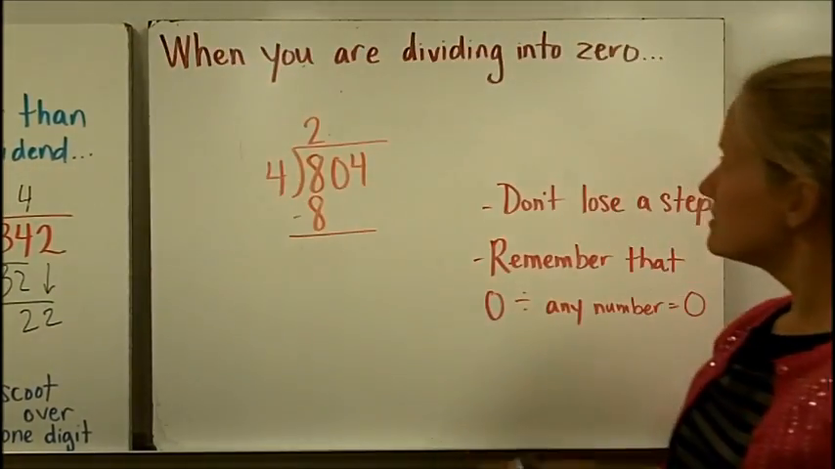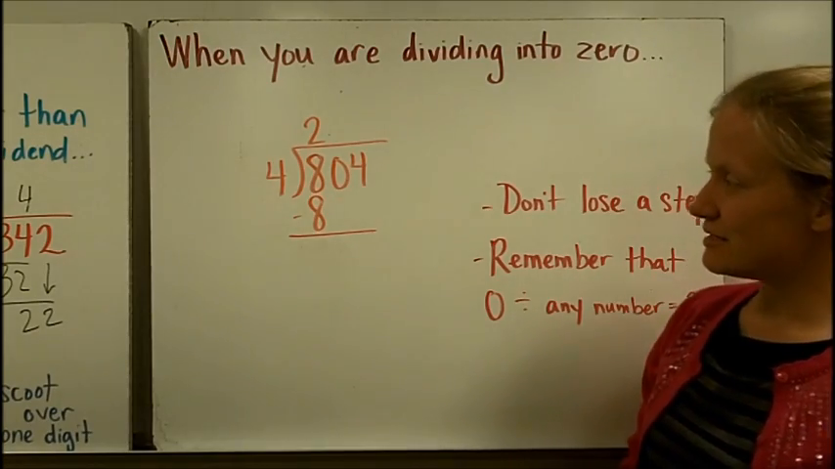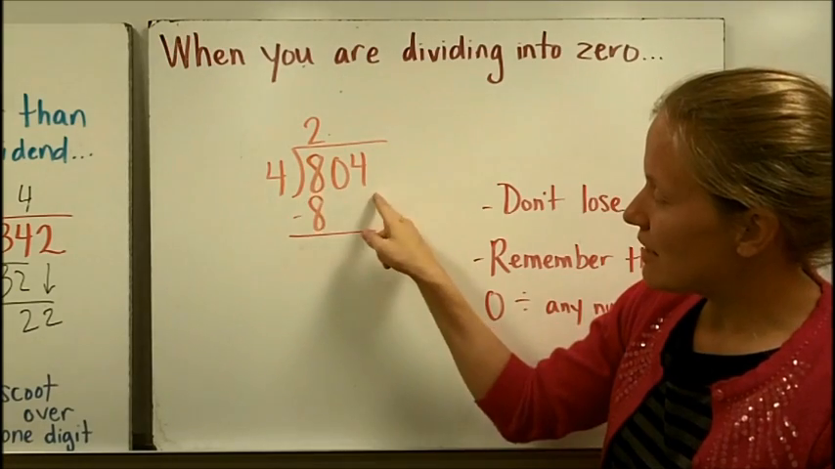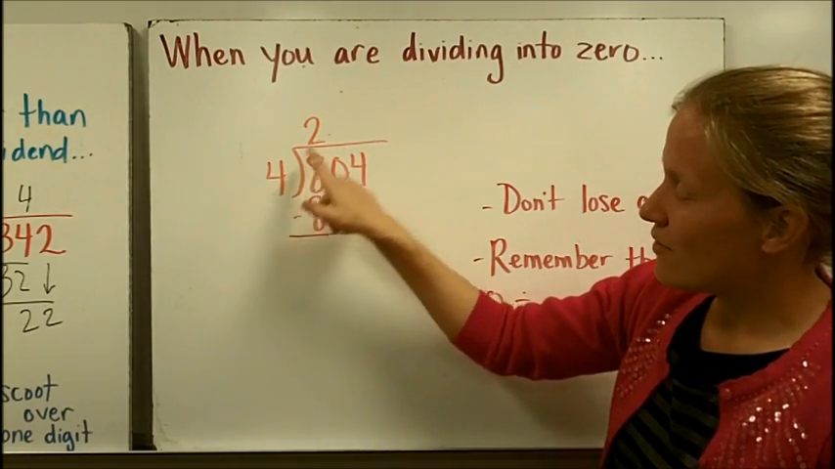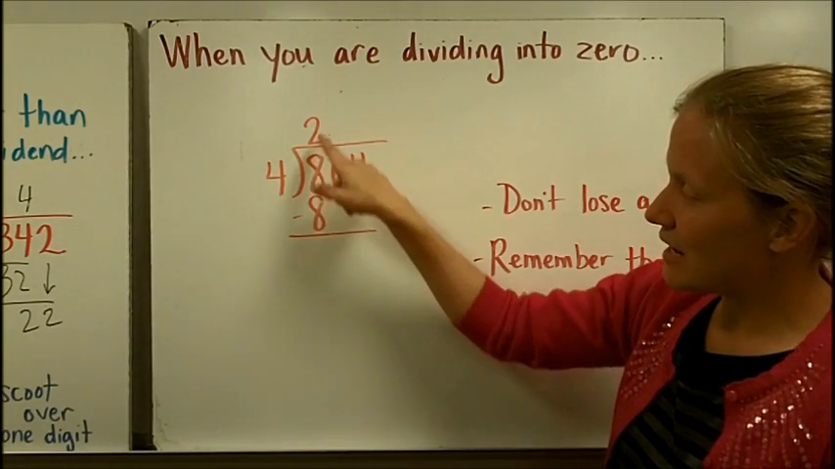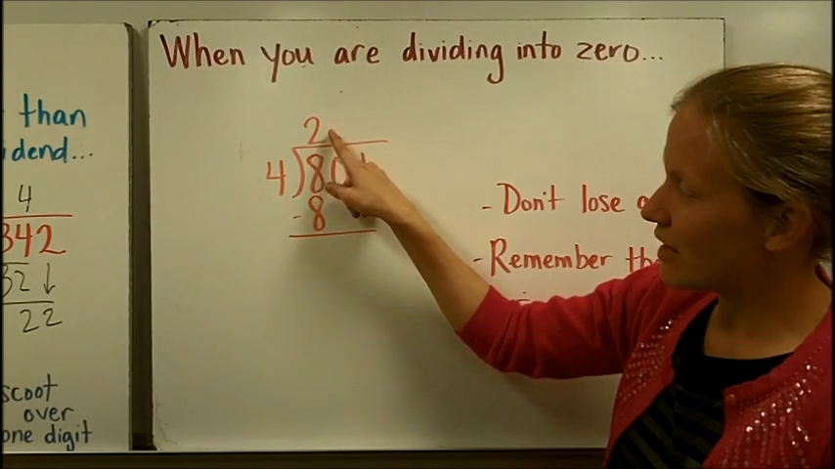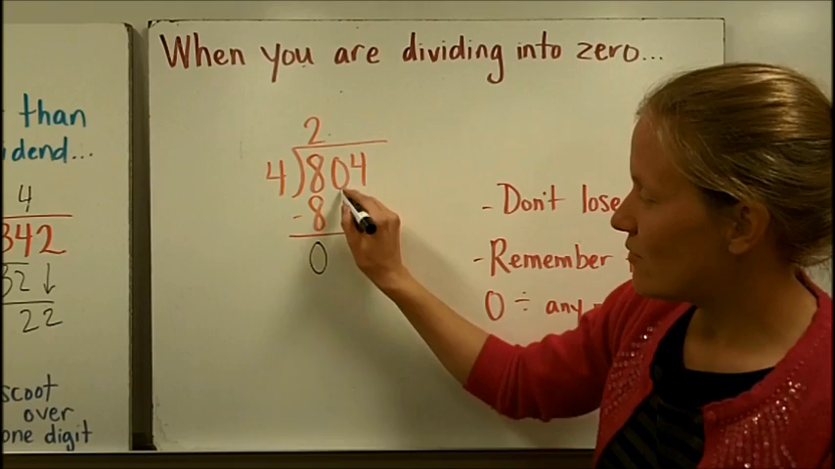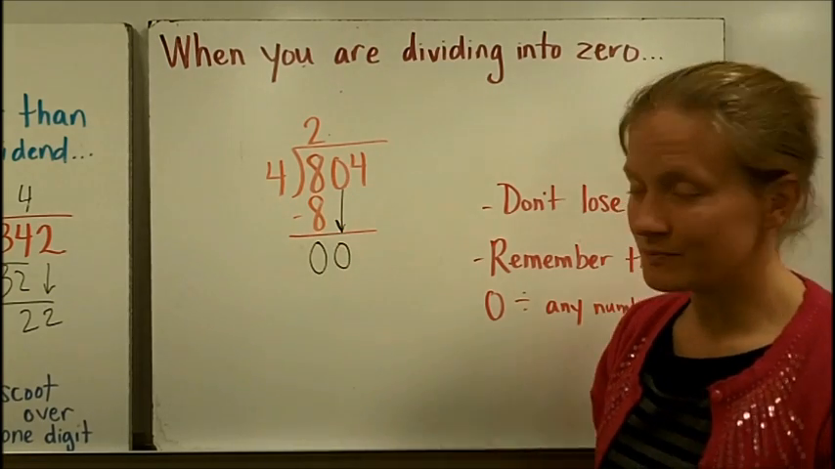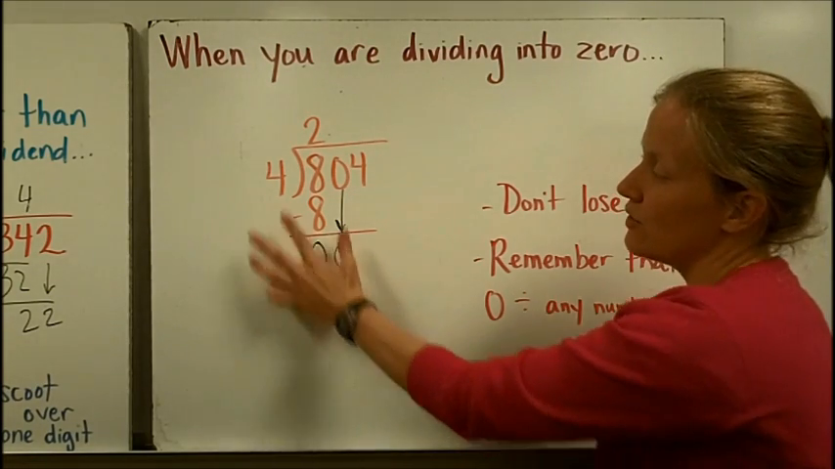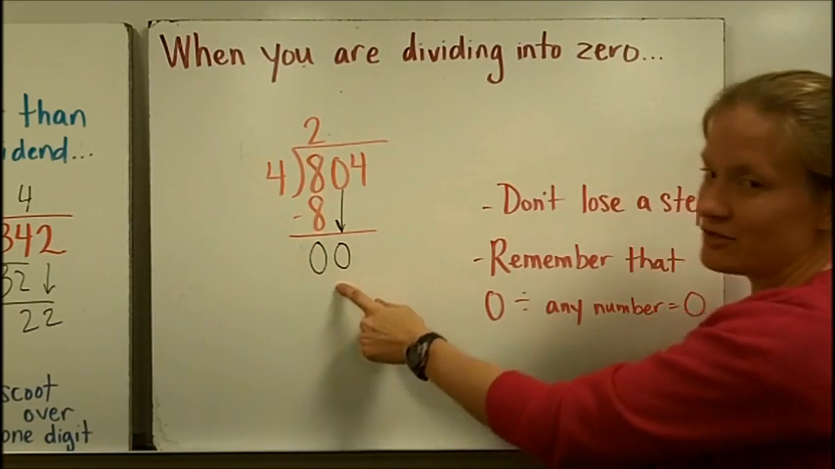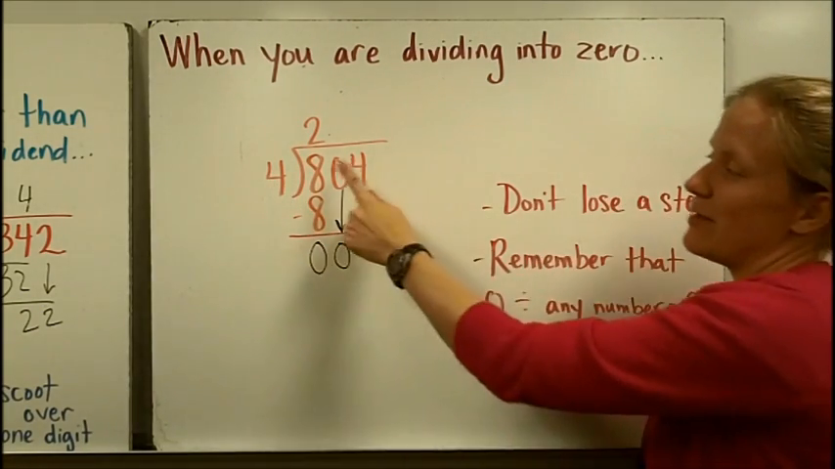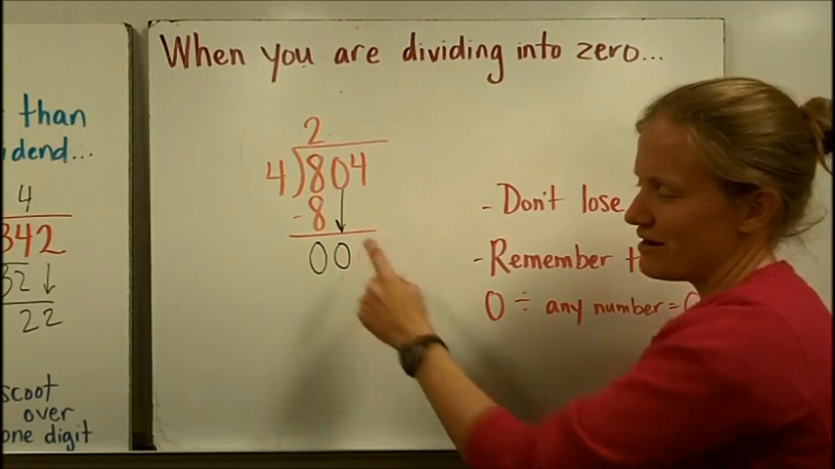The next special case is when you are dividing into 0. Let's see how that happens here and what to do about it. So we are doing 804 divided by 4. We found that 4 went into 8 2 times. Then we multiplied 2 times 4 is 8, and we got 0. Then we are bringing down a 0. It's important to know that you still have to do how many times does 4 go into 0. Don't lose a step and just bring down another number.